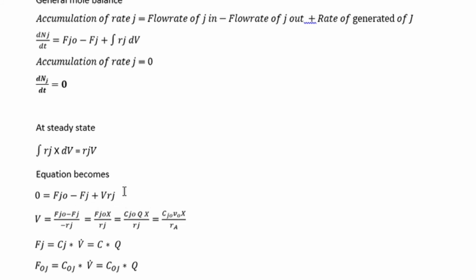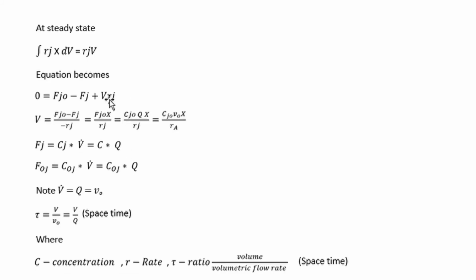We can change the expression of rate generated from its integral format into this expression here. If you make volume the subject of the formula, we can derive this equation here. To not confuse you, a volume with an apostrophe or a dot is the same as Q or volume with a subscript zero. This simply means it is a volumetric flow rate. So it's volume at a time.